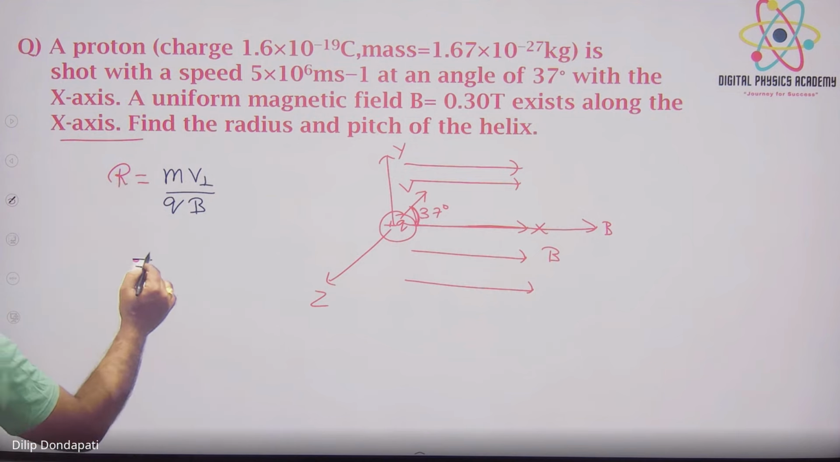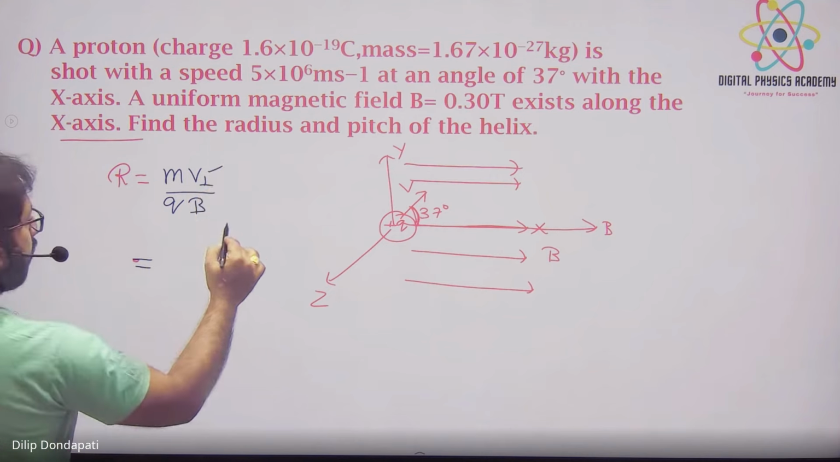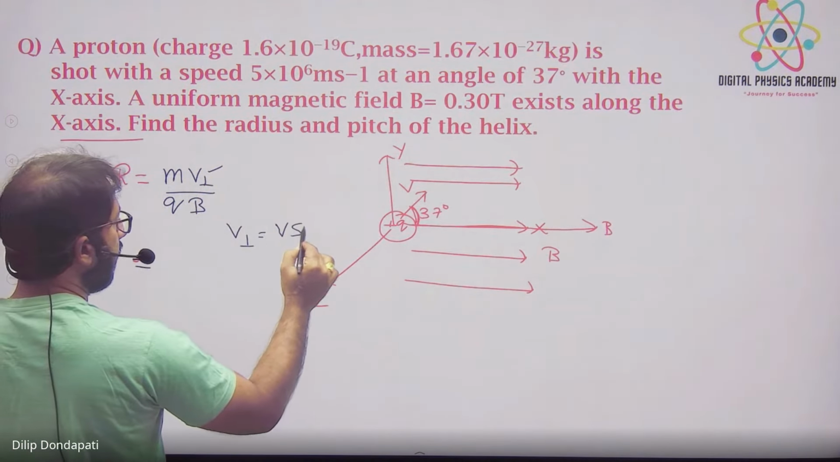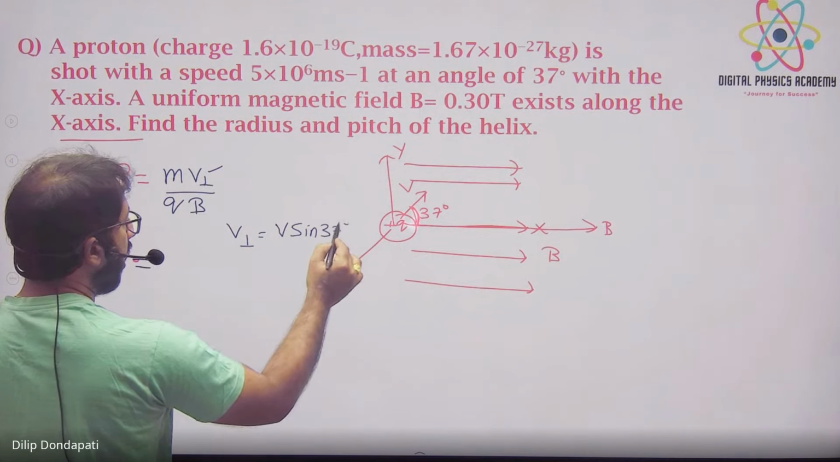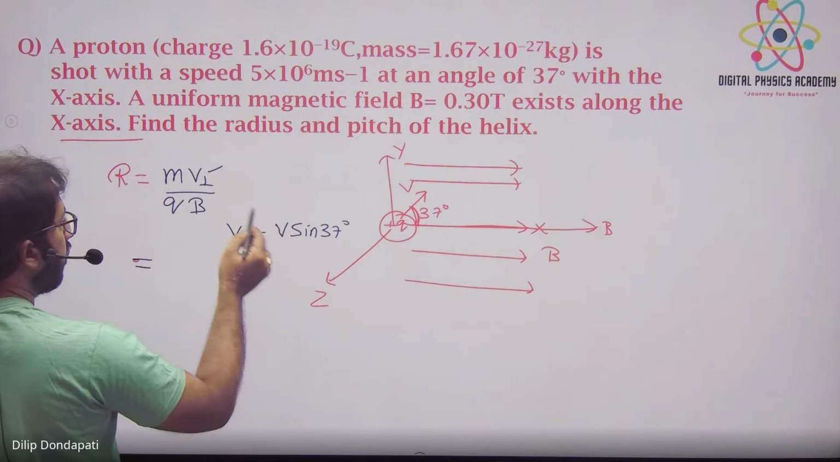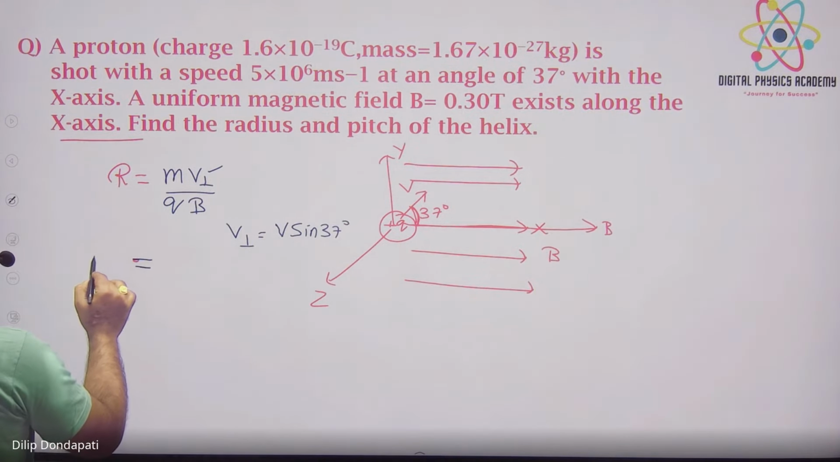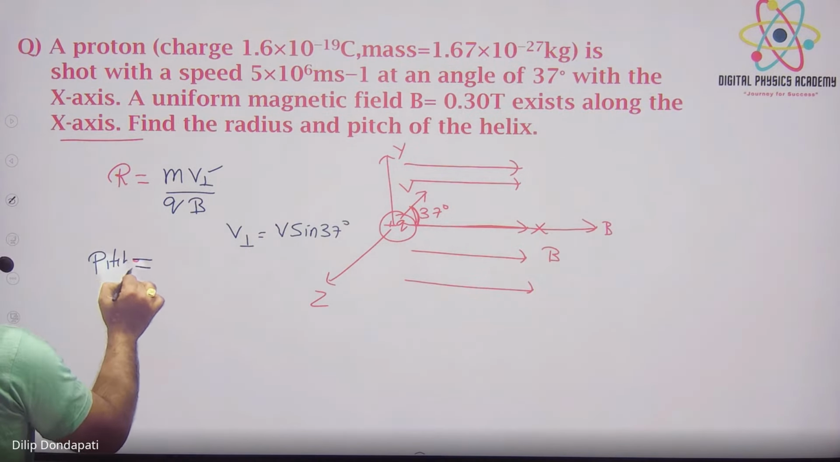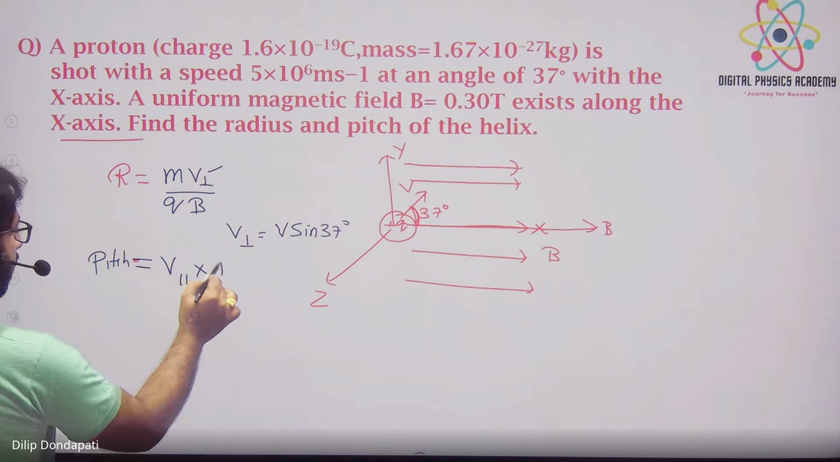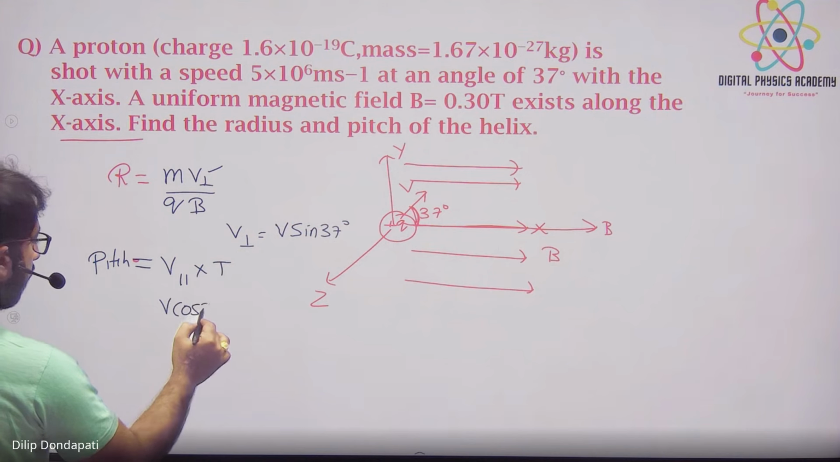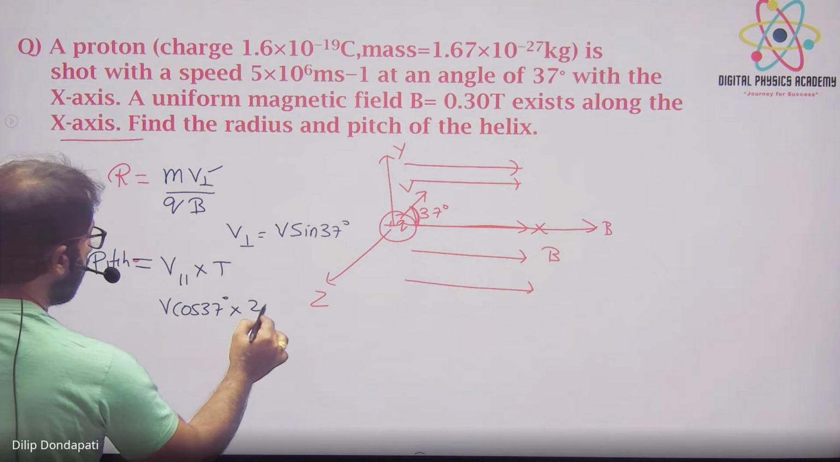So here everything is given. V perpendicular will be v sin theta, मतलब v sin 37. So जो value आया, v is given, right? So value आया, substitute here, we'll get the answer. And time period, दूसरा क्या है? Pitch, right? Pitch is v parallel into time period. V parallel in this case में v cos theta. So v cos 37 into time period, which is 2 pi m by qB.